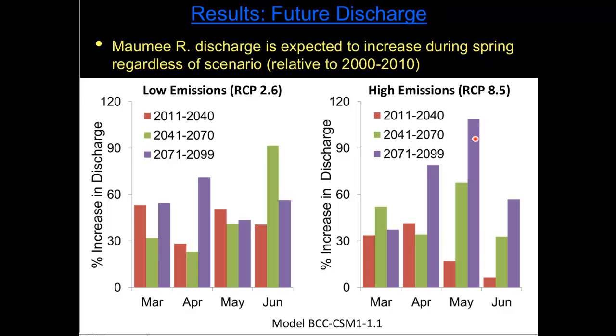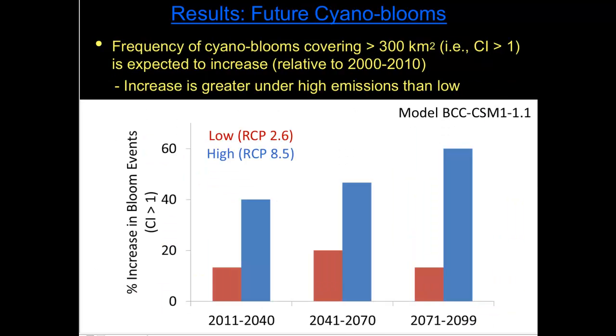So how does that increase in discharge affect the cyanobacterial blooms in Lake Erie? That's what we all want to know, and that's the main point of this presentation. And I'm going to show that now. So again, we're only looking at one climate change model, the BCC model. And what we're plotting here on the y-axis is the increase in bloom events relative to what happened between 2000 and 2010. Okay? And we're looking at cyanobacterial indices of 1 or cyanobacterial events covering greater than 300 kilometers squared. So what's the percent change in these bloom events with regards to what happened between 2000 and 2010?